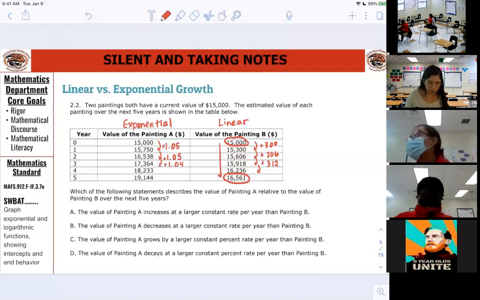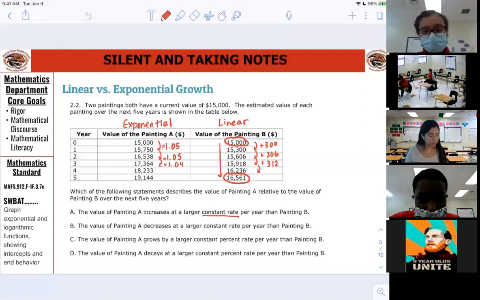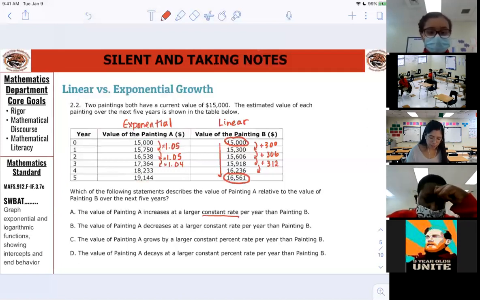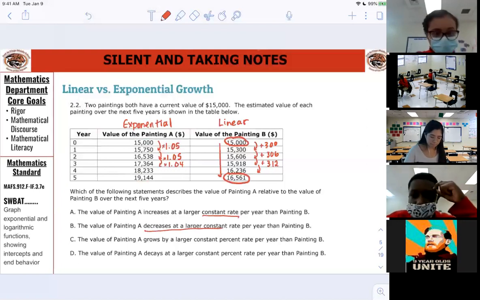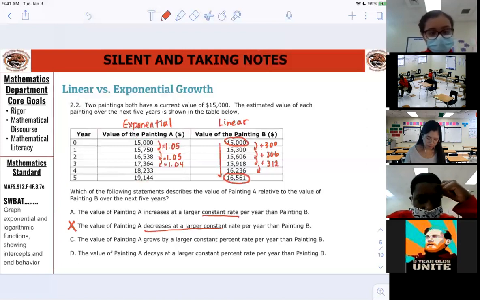The value of painting A increases by a larger constant rate than painting B. First of all, are we increasing or decreasing? Let's just make sure. We are increasing. Good. So A might be right. Let's check out B. The value of painting A decreases at a larger constant rate. No, because we're increasing, so it's not that.